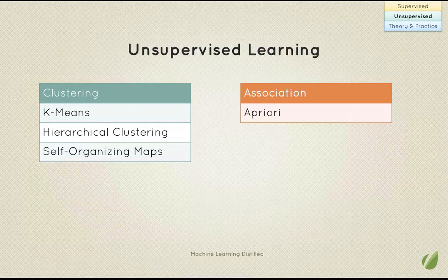As we consider unsupervised learning, we're going to look at the following algorithms. For clustering, we'll look at 3 types of clustering: the k-means clustering algorithm, hierarchical clustering, and self-organizing maps. For association, we're going to look at the most common algorithm, the a priori algorithm.